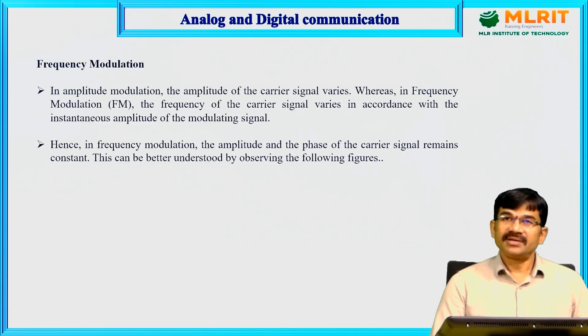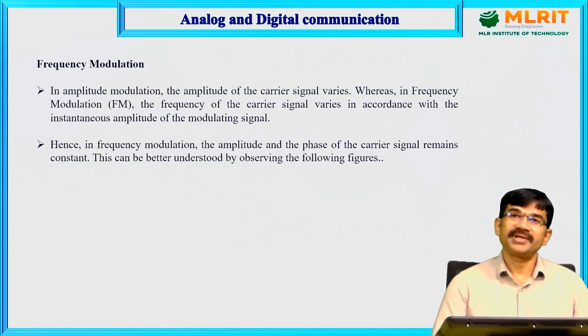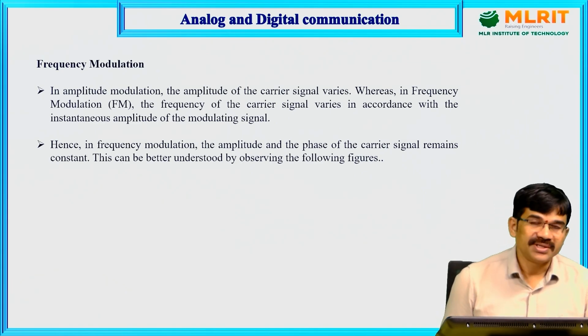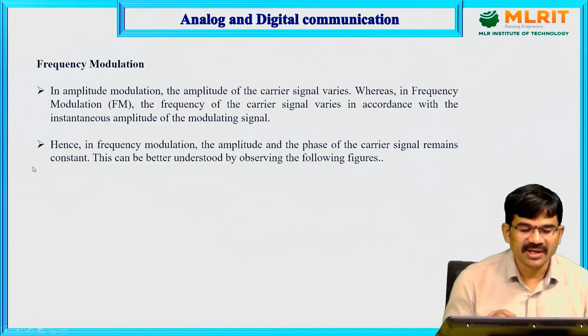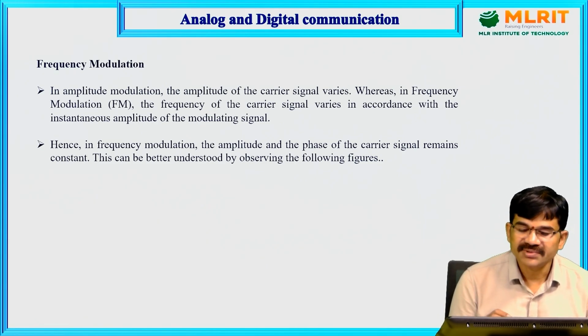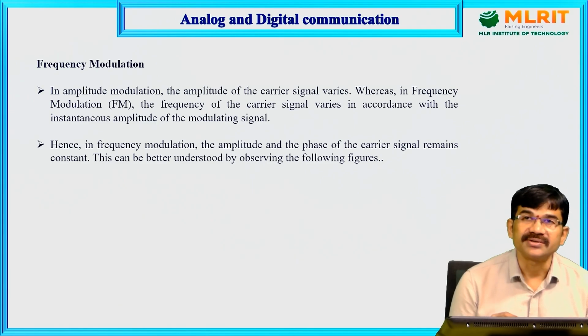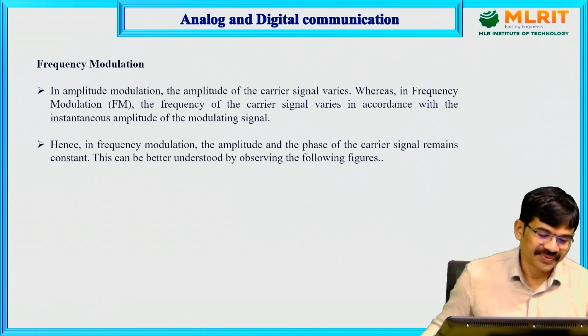Varying the characteristics of the carrier frequency according to the instantaneous values of the modulating signal amplitude is known as frequency modulation. Hence, in frequency modulation, the amplitude and the phase of the carrier signal remain constant. Only the frequency of the carrier is changing. What are the other parameters? Amplitude and phase of the carrier remain constant in frequency modulation.